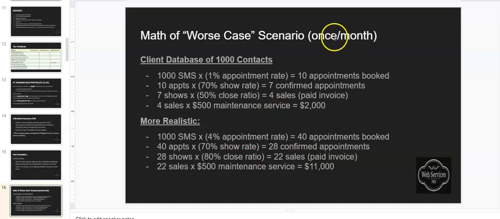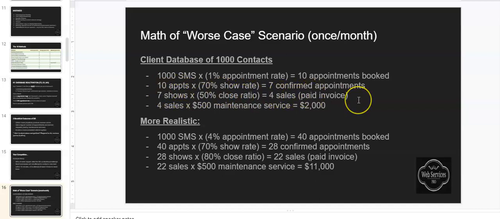So again, once a month you're going to be sending out this campaign. Let's say you have a list of 1,000 contacts, 1,000 SMS messages. Let's say you only get a 1% appointment rate. So that's 10 appointments booked. In general, what people see on average is a 70% show rate. That means the appointment is confirmed, which means that they actually show up and attend that appointment. The other 3 just drop off or cancel and so on. From those 7 confirmed appointments where they actually show up, you're going to see a 50% close ratio. So that's 3.5, round up to 4 sales.